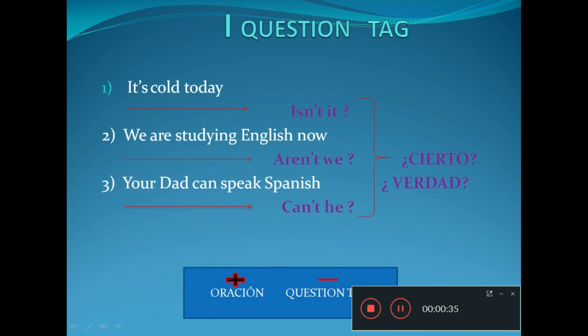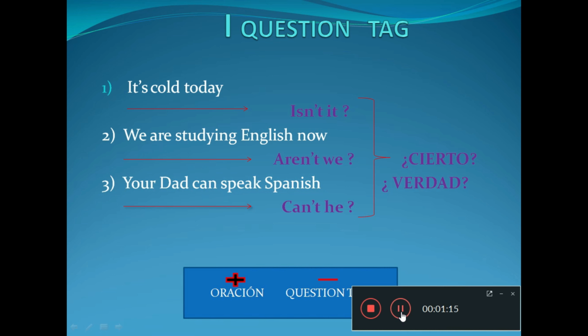Sentence 1. It's cold today, isn't it? Sentence 2. We are studying English now, aren't we? Sentence 3. Your dad can speak Spanish, can't he? If you are an observer, you will realize that all the sentences are in a positive way, while the question tag is in a negative way. As long as our sentence is positive, the tag must be negative and vice versa.